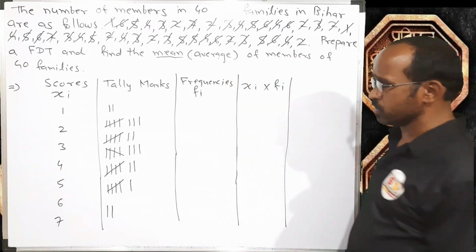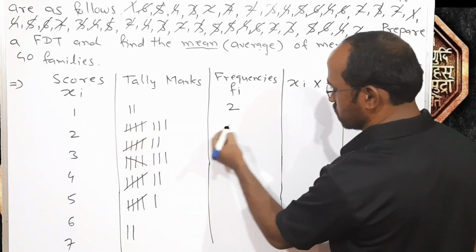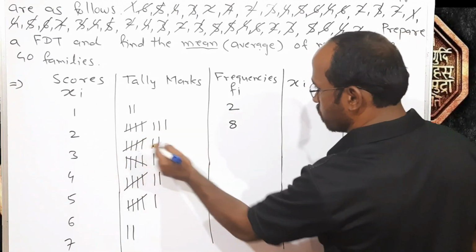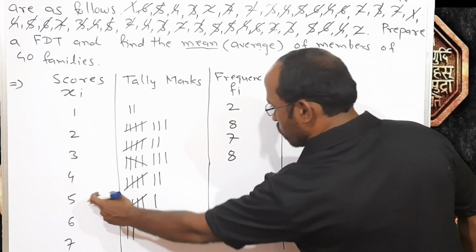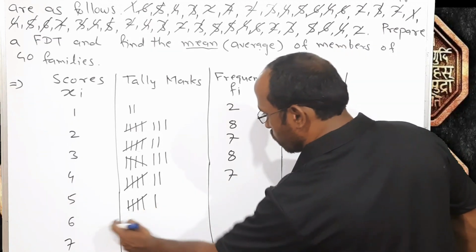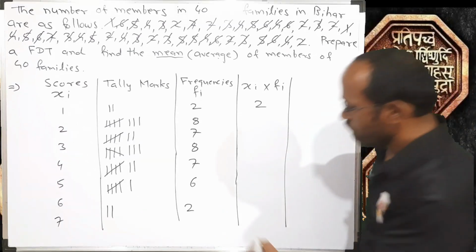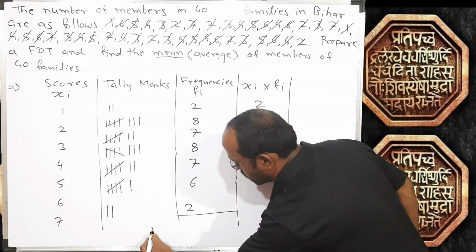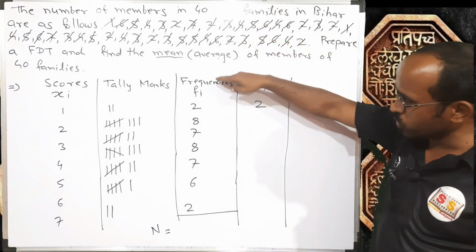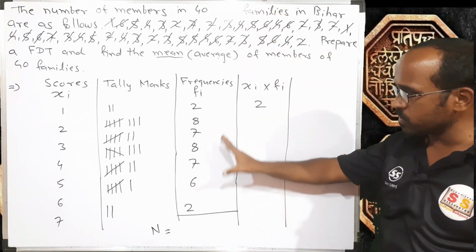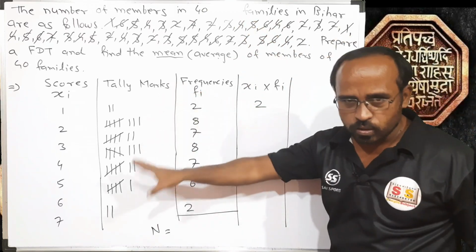Now let's write the frequencies. For 1 the score is 2, for 2 it is 5 plus 3, 8, for 3 it is 5 plus 2, 7, for 4 it is 5 plus 3, 8, for 5 it is 5 plus 2, 7, for 6 it is 5 plus 1, 6, for 7 it is 2. Clear? Okay, here we can cross verify our answer is right or not. How many families are there? 40. So this addition should be 40. If it is 40, then we have counted it correctly and noted it down correctly.